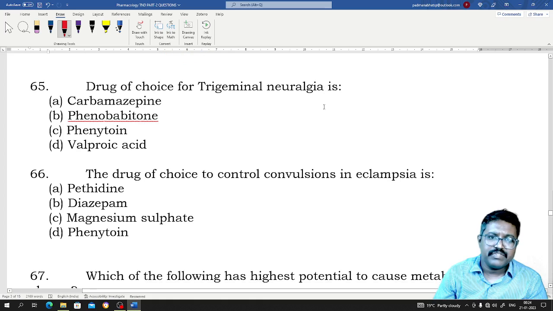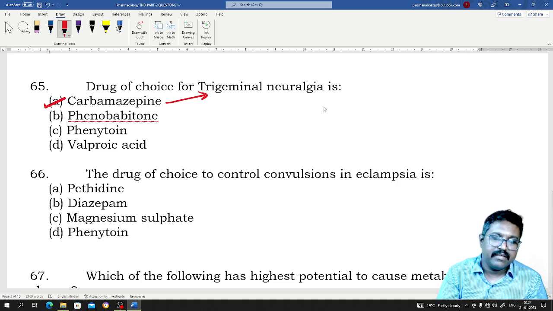So which is the drug of choice for trigeminal neuralgia here? As we discussed, carbamazepine, being an anti-epileptic drug, is the drug of choice in case of trigeminal neuralgia. In all other cases, valproic acid will be the drug of choice in case of generalized tonic-clonic seizure, whether it is absence seizure, myoclonic seizure, atonic seizure, etc.